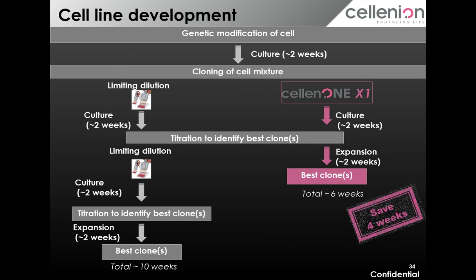Yeah. So just to shortly describe how it looks when you are at the lab doing the cell line development, you will have to undergo, first of all, the genetic modification of the cell, then do culture of 2 weeks, and then start with the cloning. On the left side, we see how the process is with the limiting dilution. You will have to do several steps and repeat these steps in order to obtain a high amount of best clones. And at the end, we have estimated that you will spend around 10 weeks.